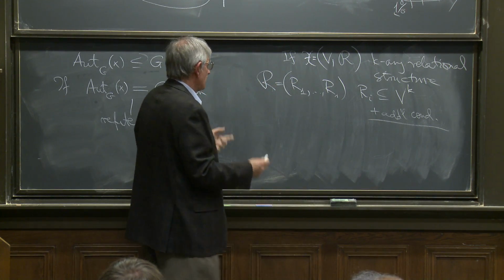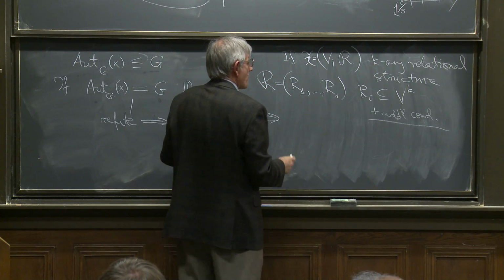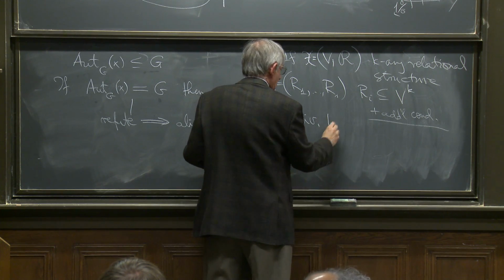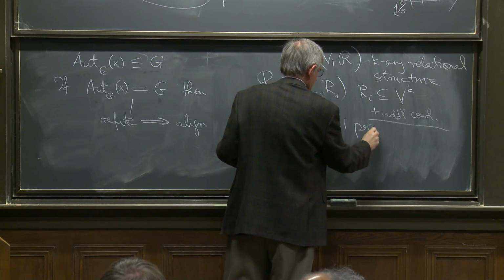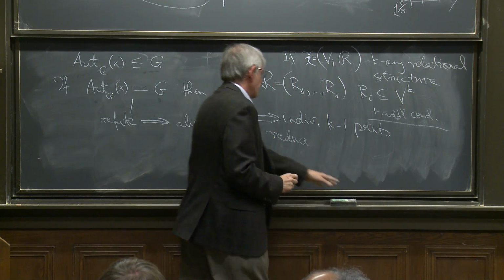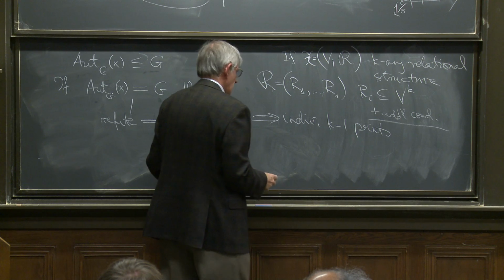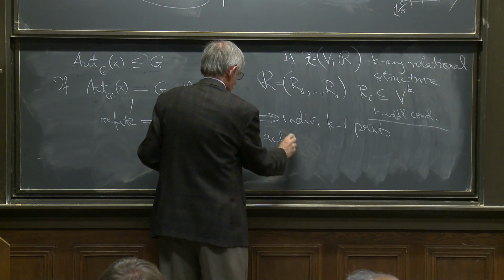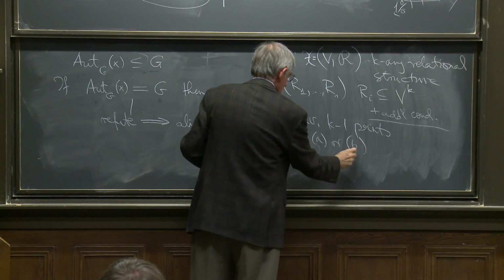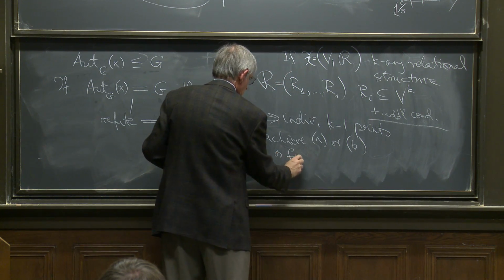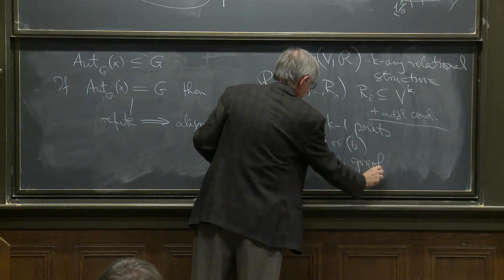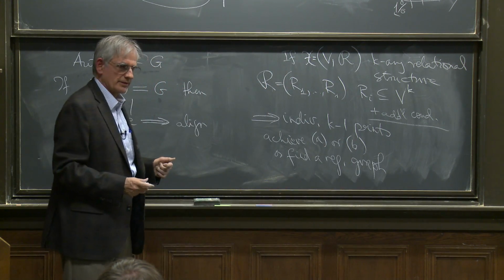Then I can, by individualizing k minus 1 points, achieve either A or B, or find a regular graph. So that's one of the three things that I get.